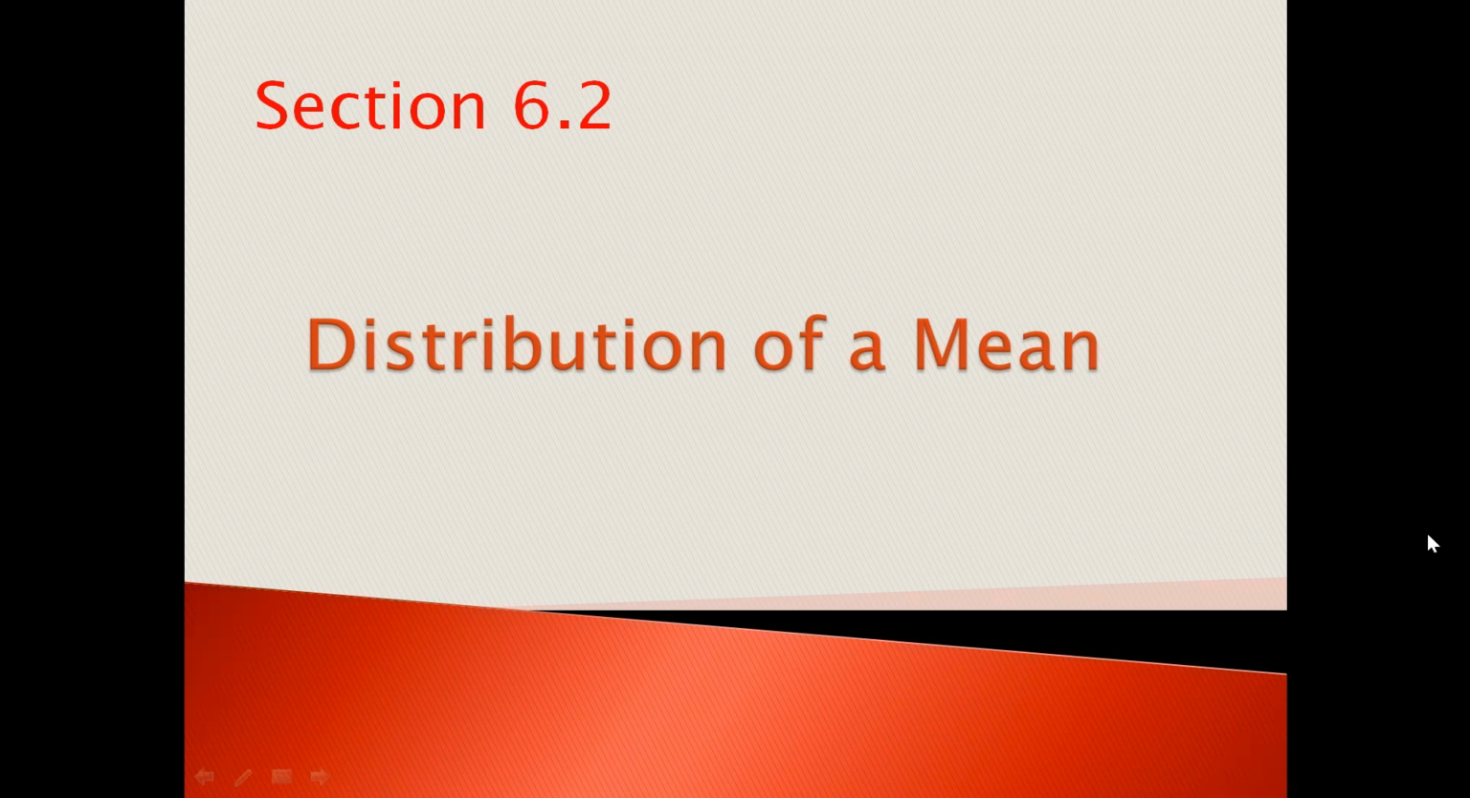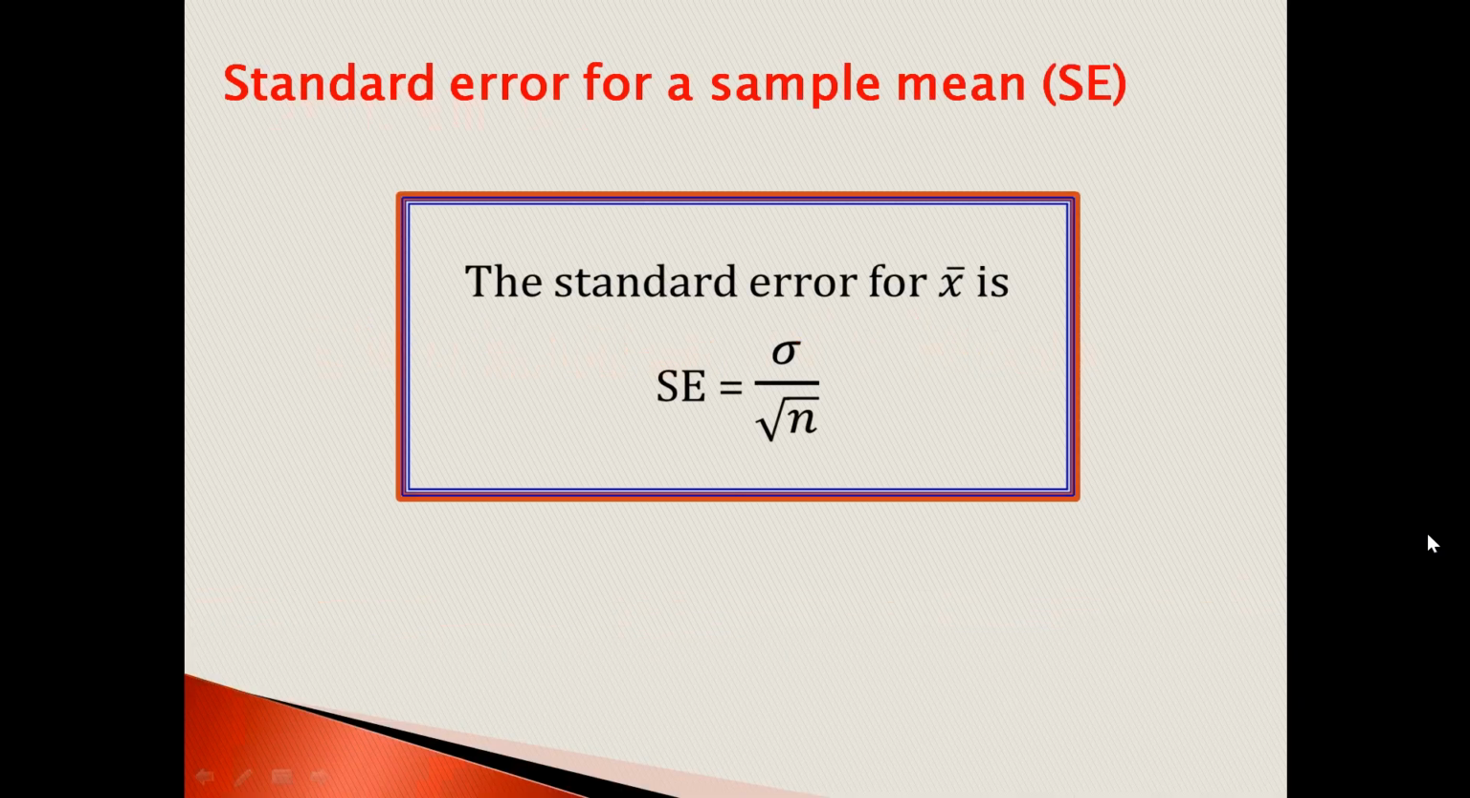In section 6.1, we talked about distribution of a single proportion. In section 6.3, we talked about distribution of two proportions. Today, we will talk about the distribution of a single mean. And because this is new, we will introduce a new formula for the standard error.